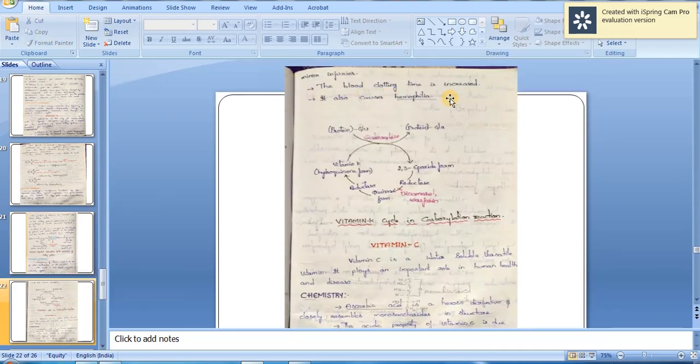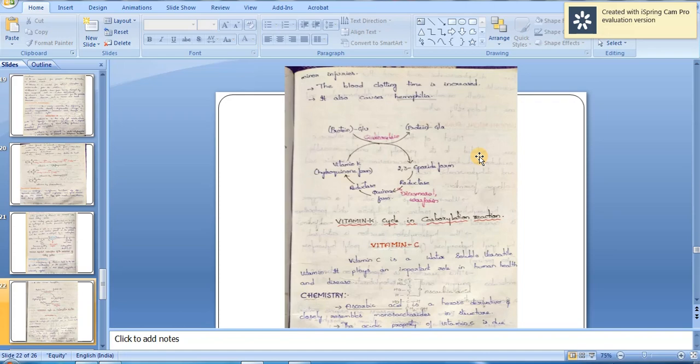The blood clotting time is increased. It also causes hemophilia. Next, hypervitaminosis K, and antagonists of K.